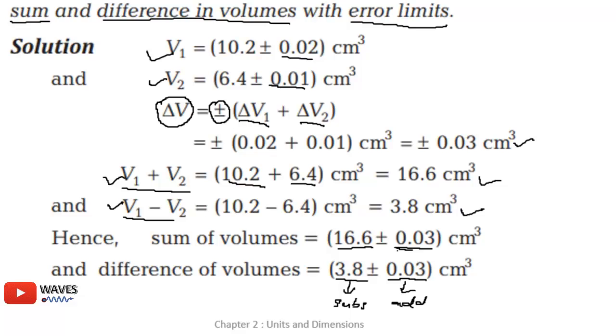So that's the difference, because error talks about a tolerance limit both in the upper and the lower level. So it's important that we add up the errors and subtract the mean values if we are considering the difference of volumes.